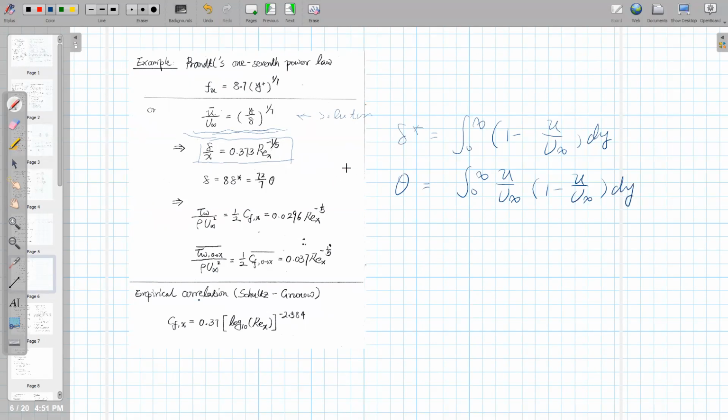So you can just prove, based on this definition here, you can prove that delta star will be just 8 over 72 of this boundary layer thickness, okay.